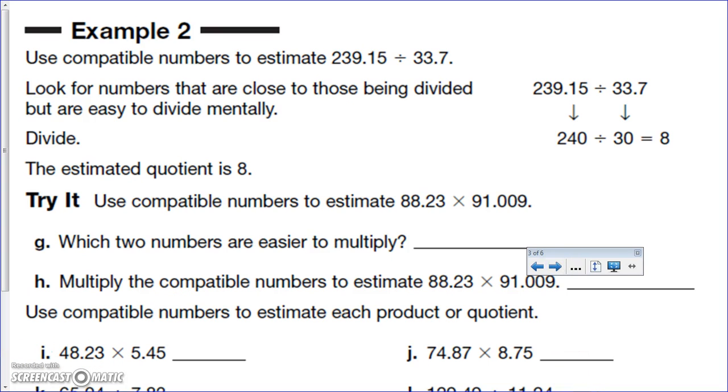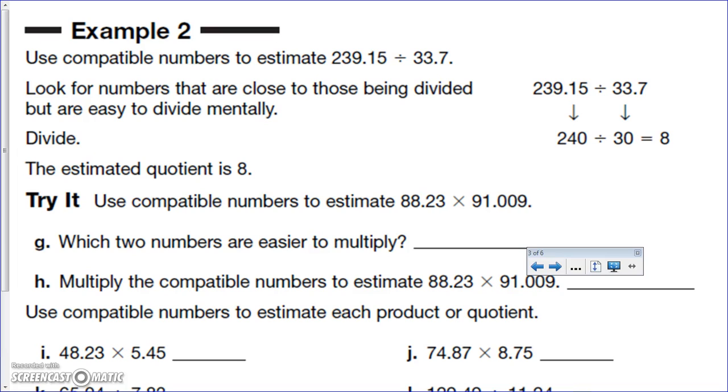Example 2. Use compatible numbers to estimate 239 and 15 hundredths divided by 33 and 7/10. Look for numbers that are close to those being divided, but are easy to divide mentally. This means sometimes you're going to round to those numbers. Other times you're just looking for the closest division fact, which means that number might not round to it.